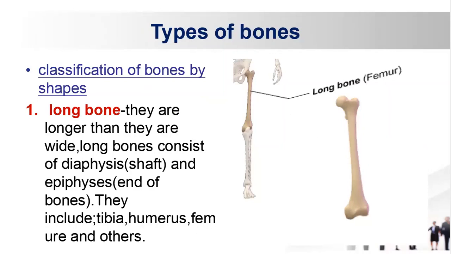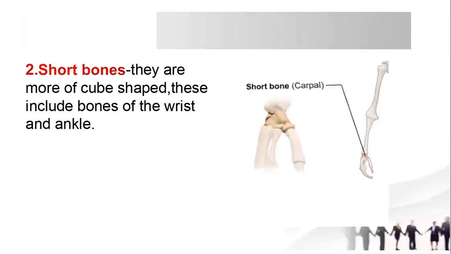Also, we have other bones like the clavicle. Those are just other examples. You'll have to review them later. So next we have short bones. They are more cube shaped. These include bones of the wrist and ankle. And right there we have the carpal bone, which is one of the short bones.